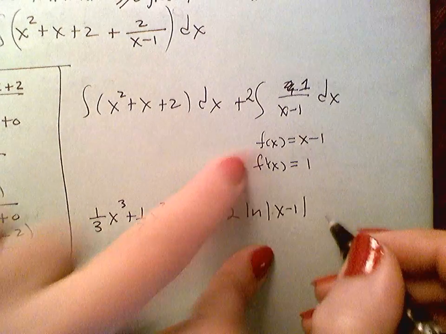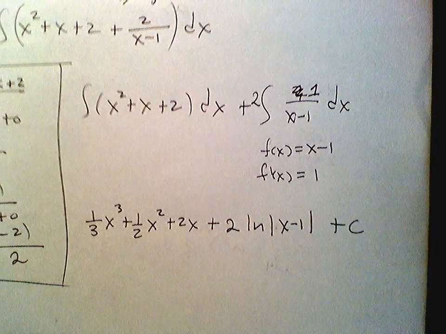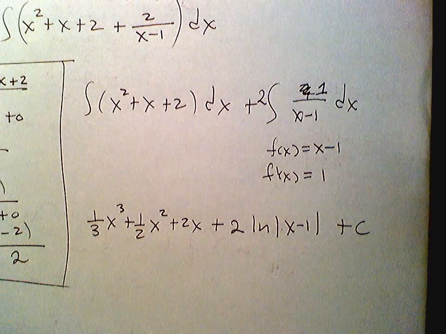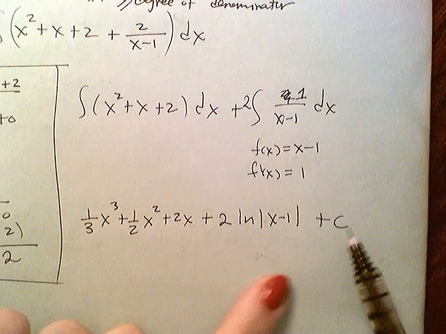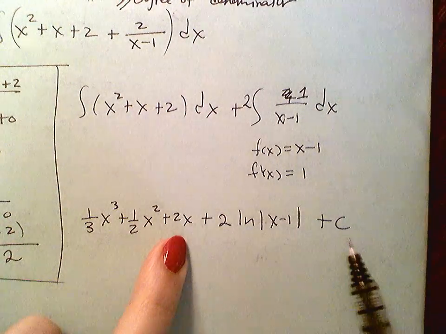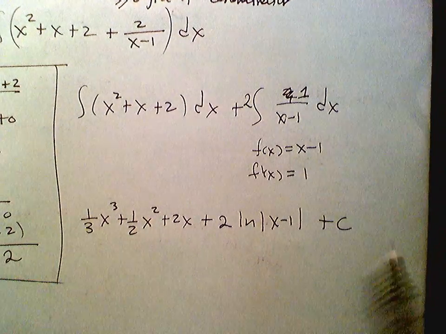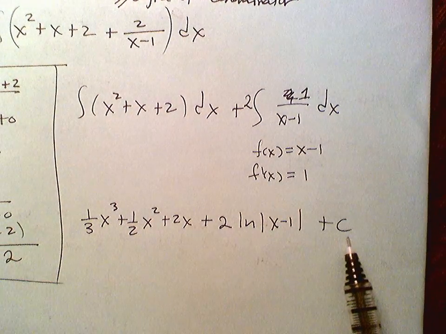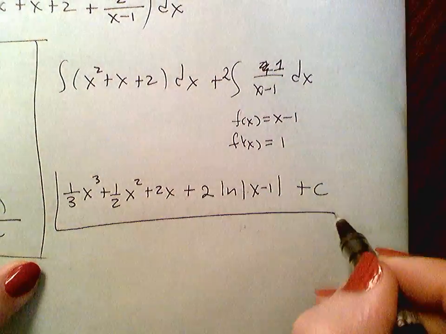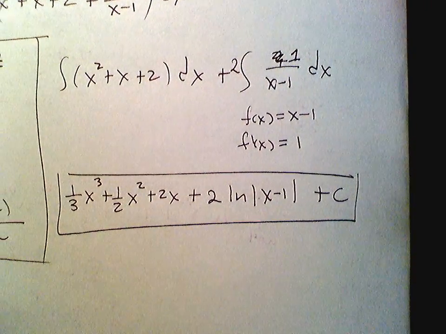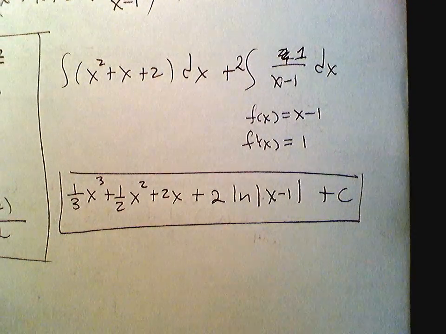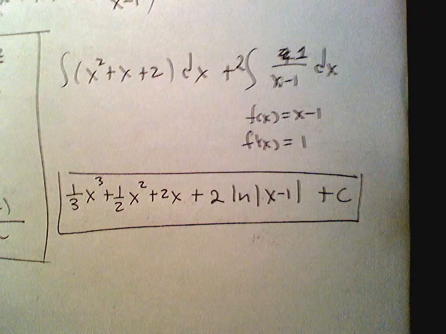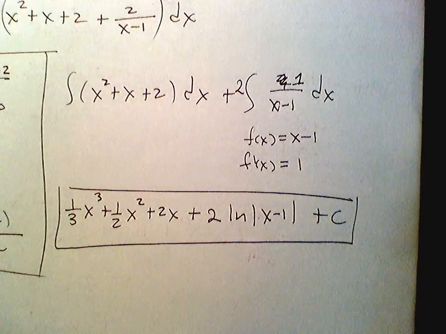absolute value of x minus 1, and then you could just do the plus c at the end, because c stands for any constant, so it doesn't matter if we have like a c here and then another c there. We could just have one big c at the end. So this is the family of functions whose derivative is what we started with. Alrighty, so there's that. Let's do an example where the degree of the numerator is the same as the degree of the denominator, because that's another situation where we could use this method.